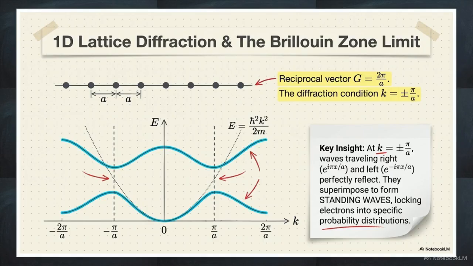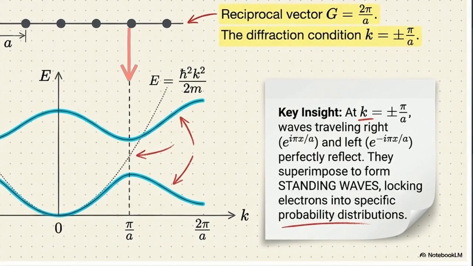This graph illustrates the exact moment of perfect reflection at the Brillouin zone limit. When an electron's wave vector reaches these dotted boundaries, the left-traveling and right-traveling waves reflect and crash into each other. They superimpose to form fixed standing waves.